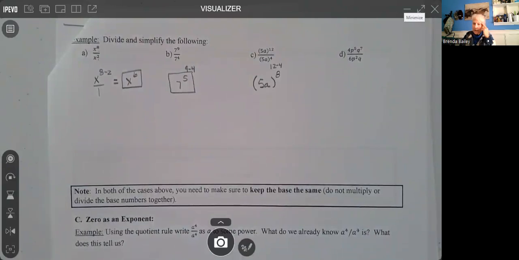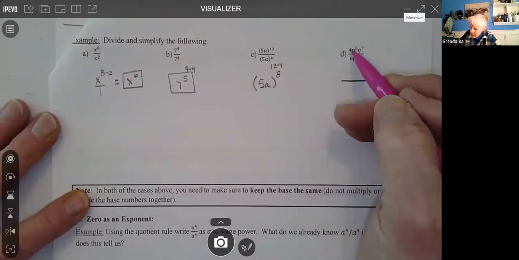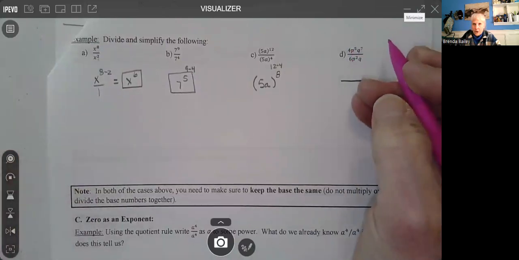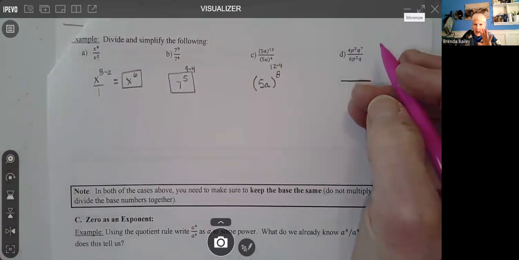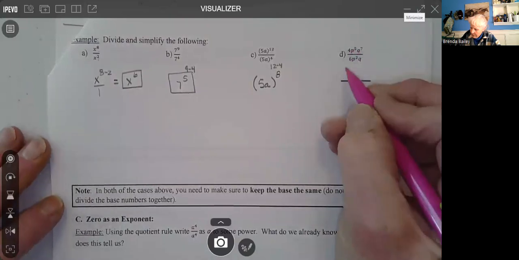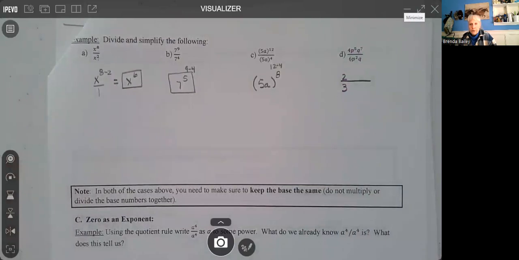Now, D, I've got these coefficients in front, and I know, just like we did the example where you had the 2 times the 3, now we're going to reduce the 4 and the 6, just like a regular fraction. They don't have that common base to do anything with the exponents. 2 goes into both of them, or your calculator would reduce it for you, and you get 2/3. You divide them both by 2.